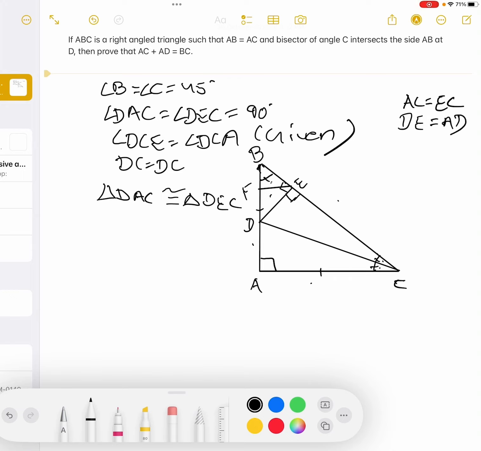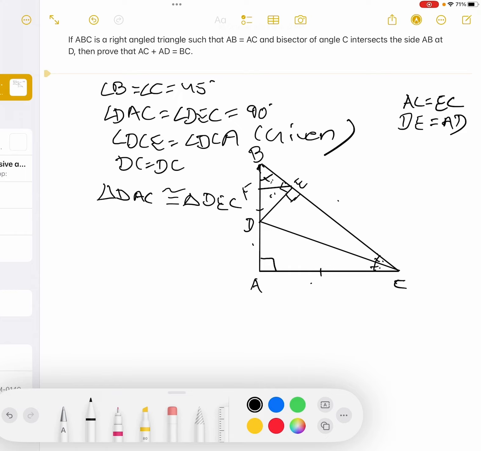So when we show that this triangle is congruent to this triangle, then we will be able to show that DE is equal to BE. And when DE is equal to BE, DE is also equal to AD. So BE will be equal to AD, and then we are going to show AD plus AC is equal to BC. So let's just go ahead with this.